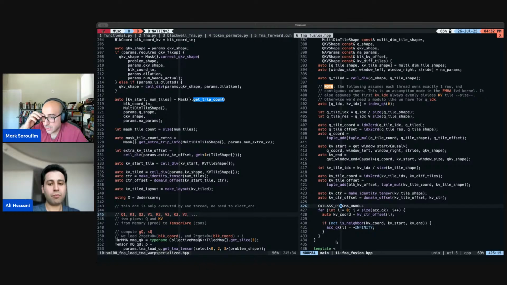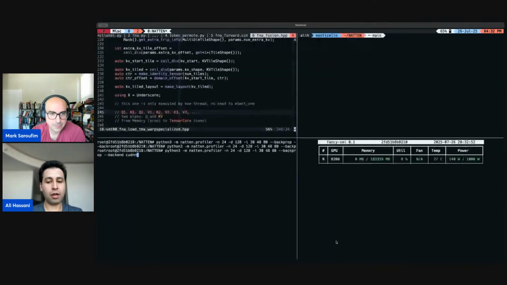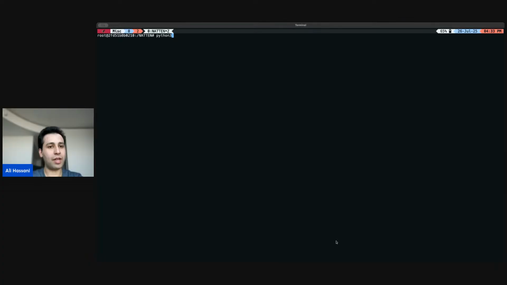I think the demo, let's just go with the demo. Okay, great. So what I've got set up here is I'm just renting this cloud Blackwell GPU, and I'm just going to run a 3D example. So let me just go ahead and do that. So this problem, I'm calling just the NATTEN profiler, and I'm not changing the batch from 1. I'm just doing 24 attention heads, 128 head dim. And the tensor shape is 30 by 48 by 80.